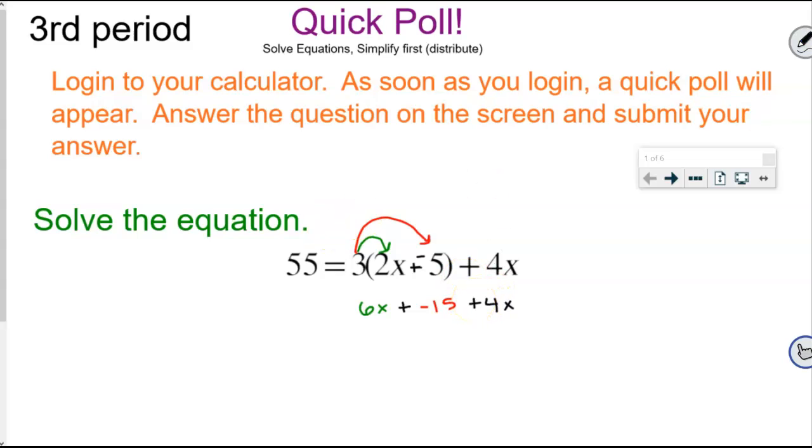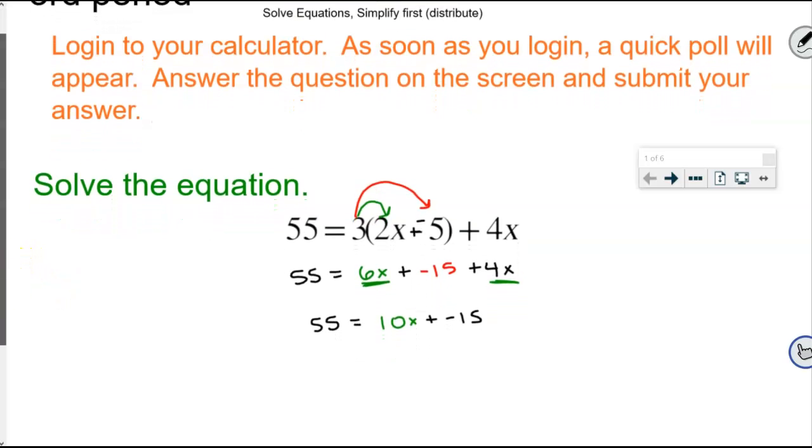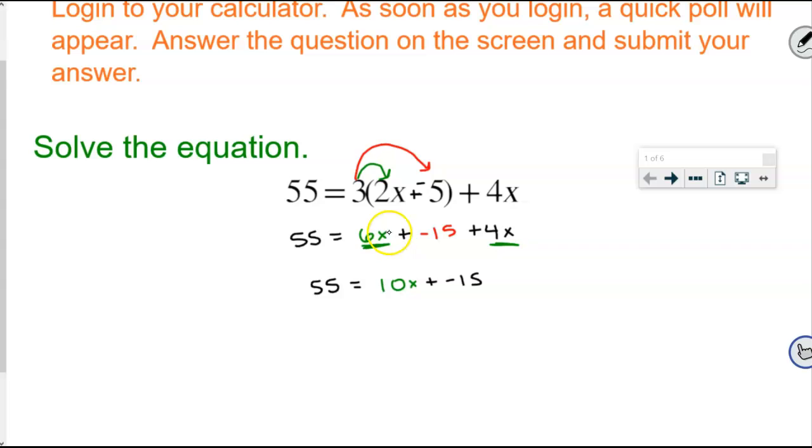And now I have completed the multiplication and division part of the order of operations, so now I can move on to addition and subtraction, which means I'm ready to combine like terms. I have 6 x tiles here. I have 4 more x tiles here, so altogether I have 10 x tiles. And -15 unit tiles. All of that is equal to 55, and now I have simplified the expression that forms part of that equation, so now I can focus on the equation part.